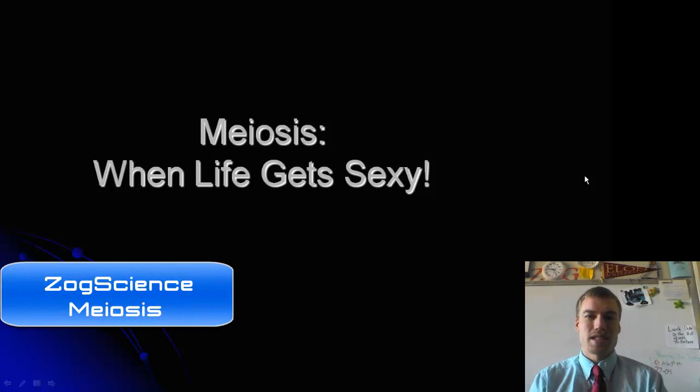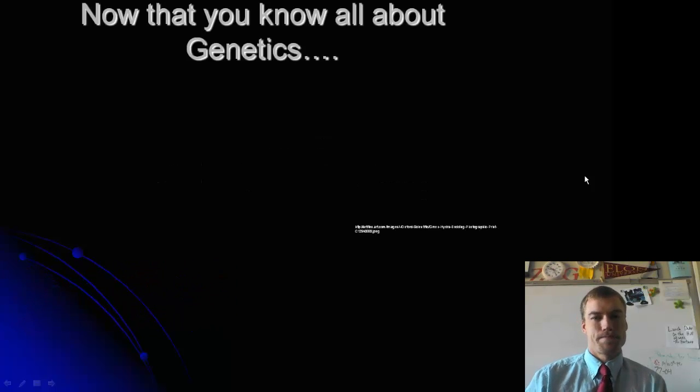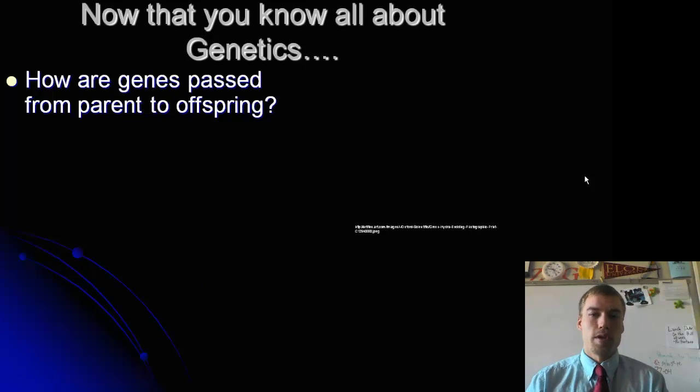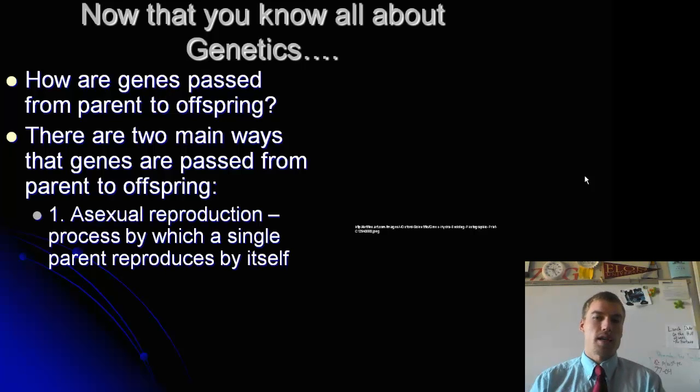Today we're going to be discussing meiosis and sexual reproduction. So, you've learned a little bit about genetics, right? The question now is, how are genes passed from parent to offspring? And there are two main ways. The first is through asexual reproduction.